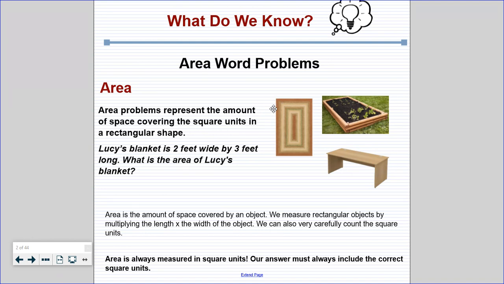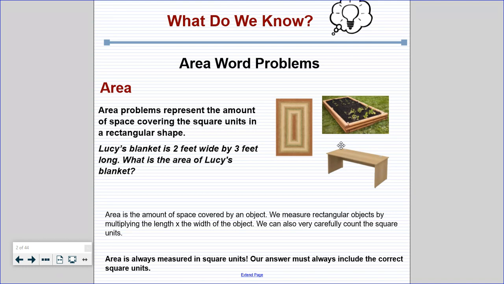You might find the area of a rectangular rug. You could find the area of a raised garden if it's in the shape of a rectangle. You could find the area of the top of a desk if it's a rectangle. So take a look around the room that you are in. See if you can see anything that is a rectangle that you could find the area of.